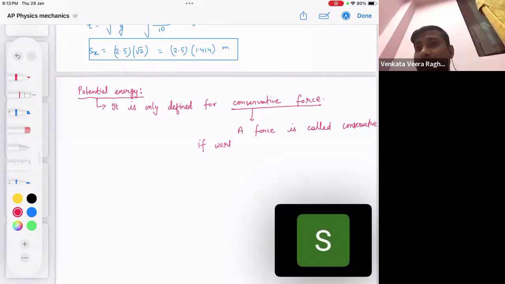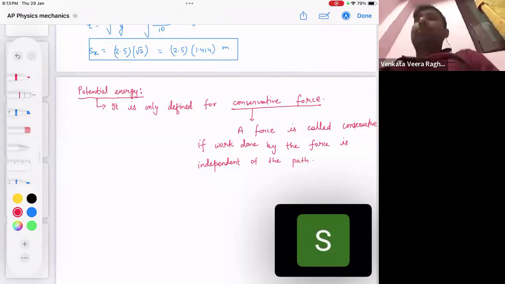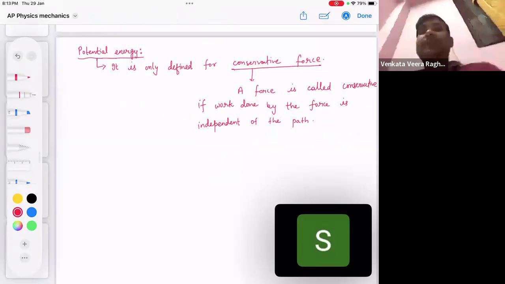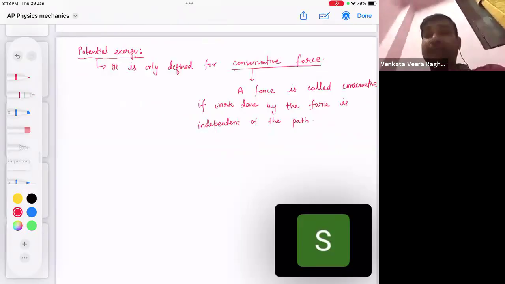if the work done by the force is independent of the path. So how the particle has gone from one point to another point, if the work done by the force is not depending on the path, then we call that force conservative.